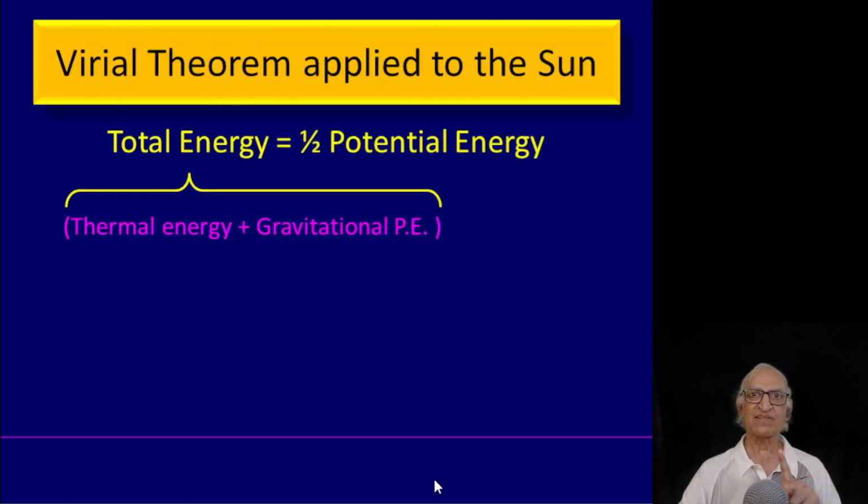Let us now apply this to the sun. The statement is still the same. The total energy of the sun is equal to 1/2 the gravitational potential energy. What is the total energy? The total energy is the total thermal energy of the gas plus the gravitational self-energy of the sun.